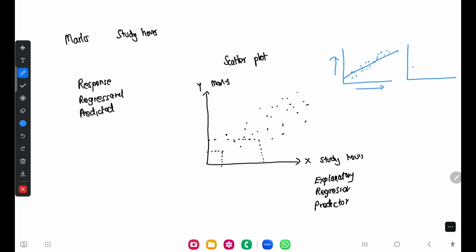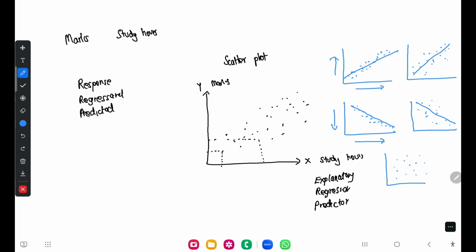However, if I draw something like this, this is also upward moving, but the points are a bit far away. So that means this is a weak relationship. Now if I draw something like this, on the other hand, what can you say about the relationship? When x is increasing, y is decreasing. That means there's a negative relationship. This is a strong relationship, and if I draw something like this, again this is a negative relationship, but the points are a bit far away, making this a weak negative relationship.